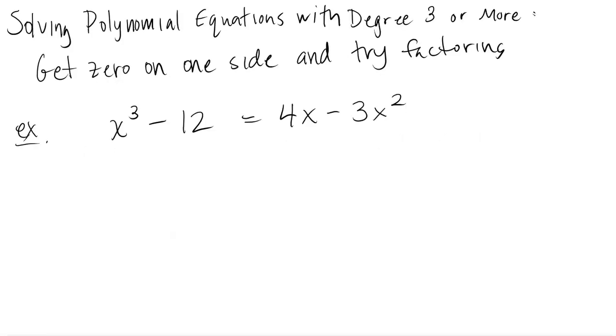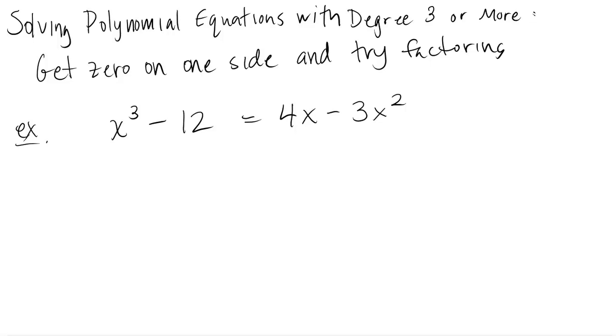And in general, when I'm solving any equations, if I feel stuck, I get 0 on one side. And with polynomial equations of degree 3 or higher, this is generally the best strategy. There are some simple examples where maybe that's not going to be best, but for most higher degree polynomial equations, you're going to want to get 0 on one side.